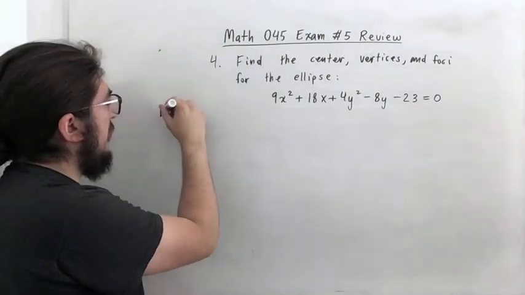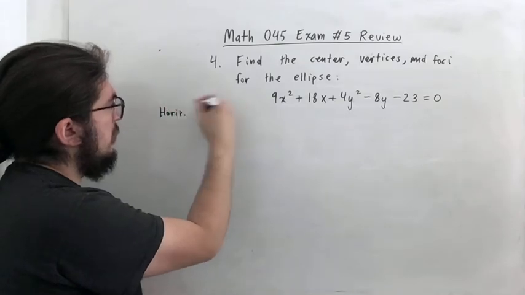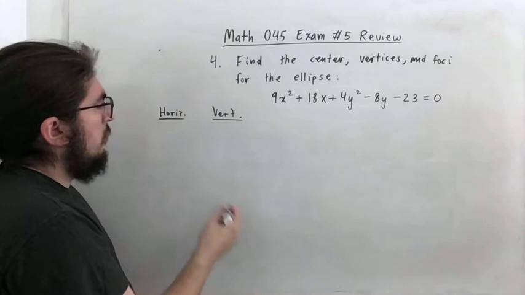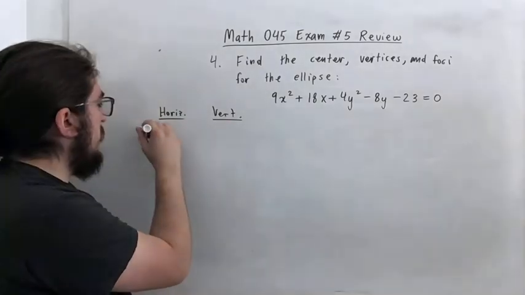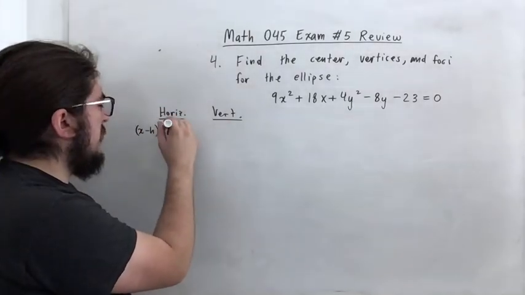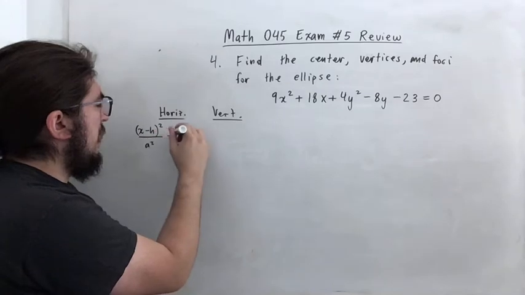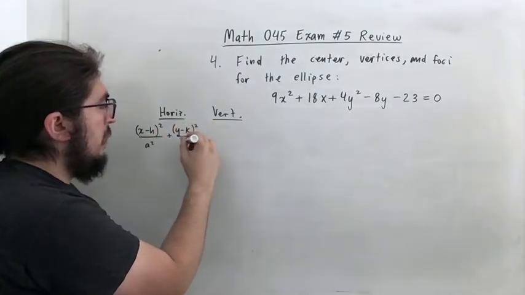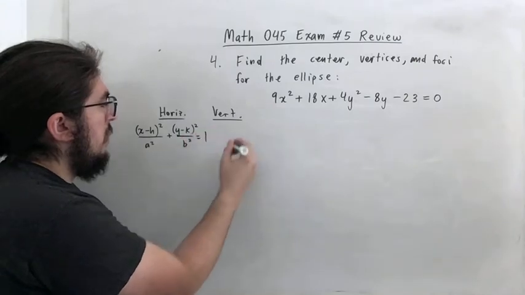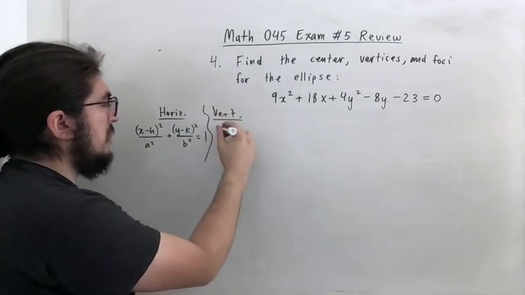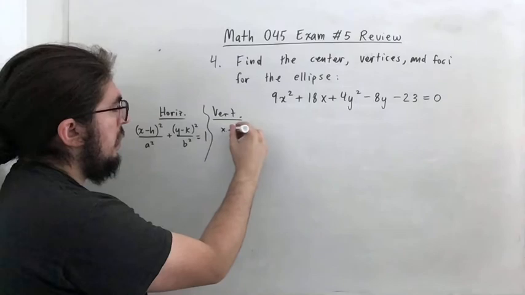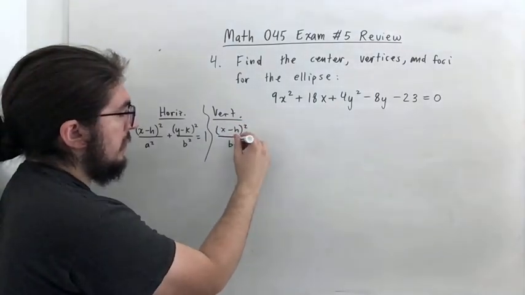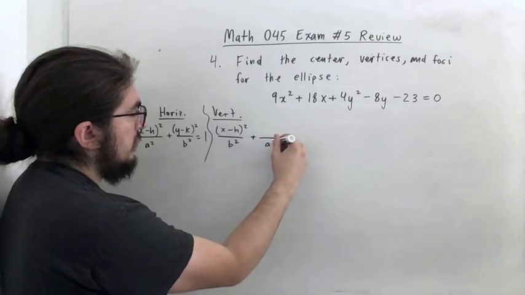So for ellipses, we have horizontal and vertical cases, of course. I'll just start off with the equation. We have x minus h squared, y minus k squared. We have a squared and b squared as denominators. We have a plus in the middle. In the vertical scenario, it almost looks identical, only the a squared term is actually under y instead of under x. That's really the only difference.